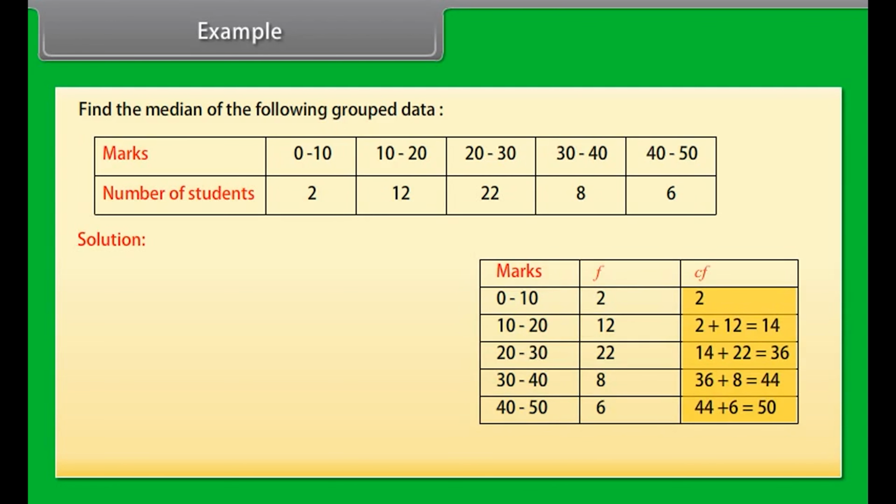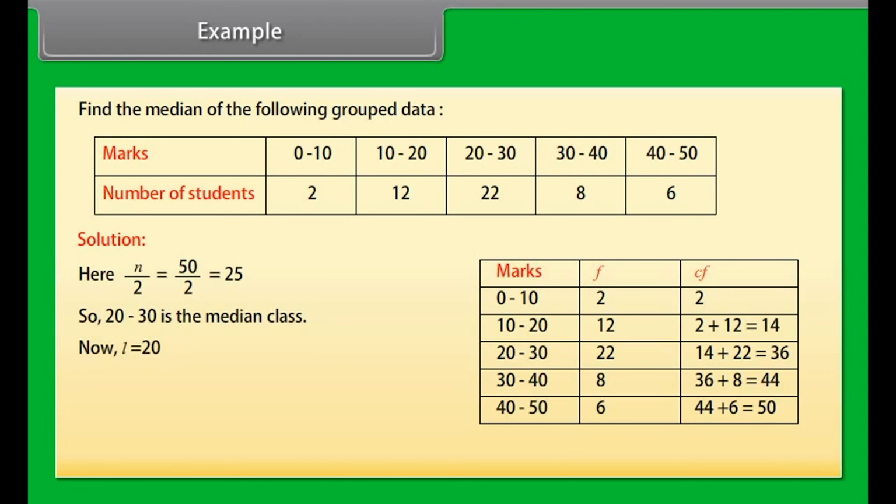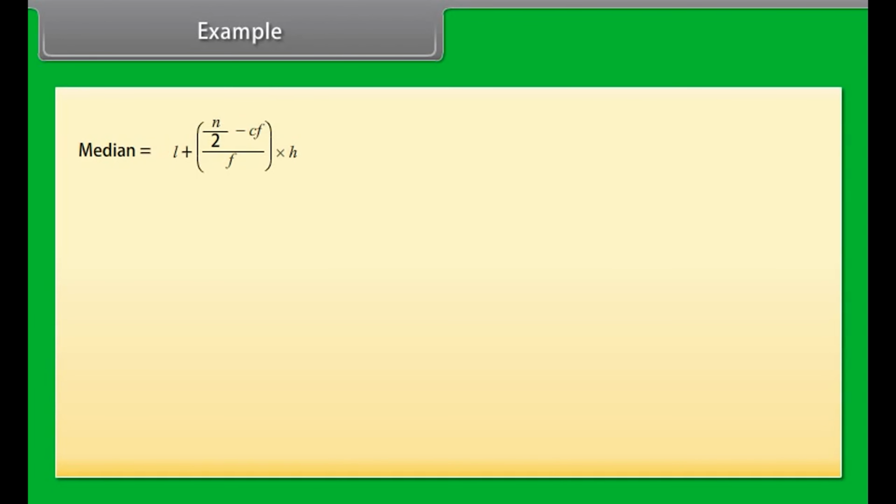In the third column, we have found the cumulative frequency. After that, n by 2 equals 50 by 2, which is 25. So, 20 to 30 is the median class. Now L is 20, h is 10, CF is 14, f is 22. And then we calculate the median using the formula given below.